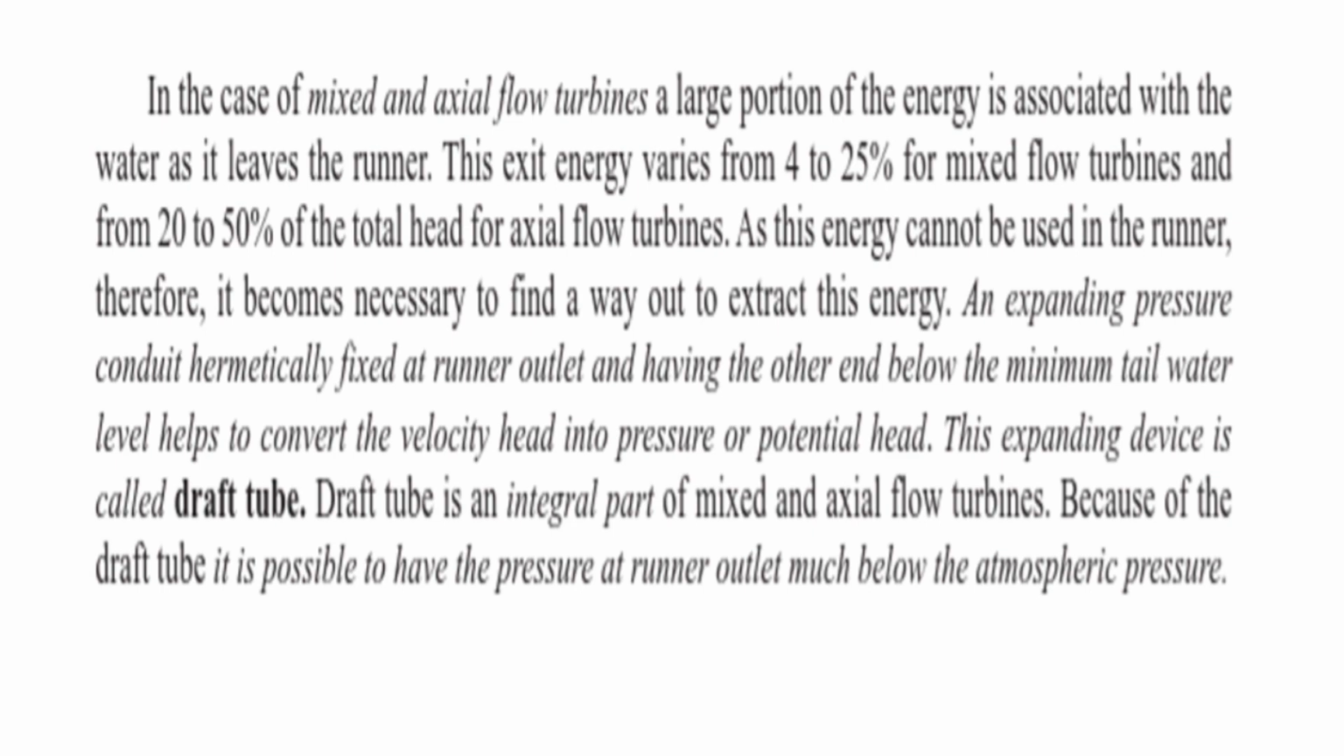As this energy cannot be used in the runner, it becomes necessary to find a way to extract it. An expanding pressure conduit hermetically fixed at the runner outlet and having the other end below the minimum tailwater level helps to convert the velocity head into pressure or potential head. The expanding device is called the draft tube. So, the draft tube is an integral part of mixed and axial flow turbines. Because of the draft tube, it is possible to have the pressure at the runner outlet much below the atmospheric pressure.